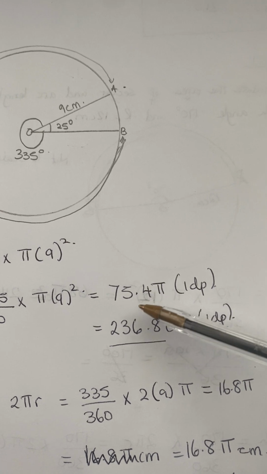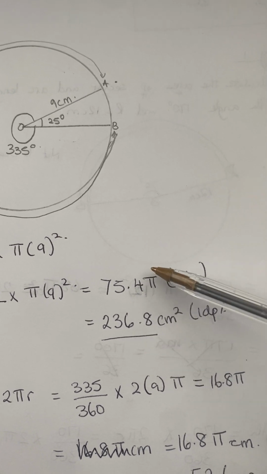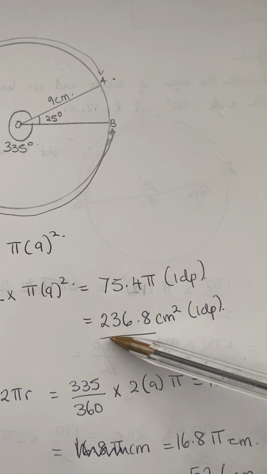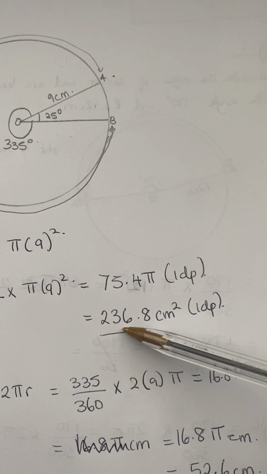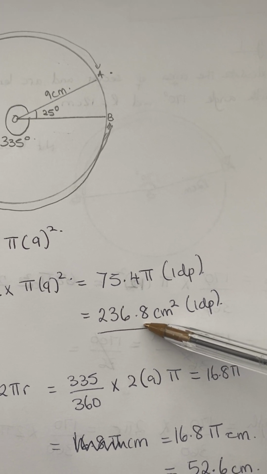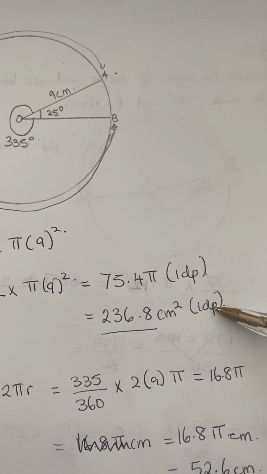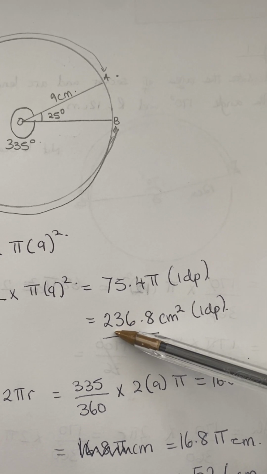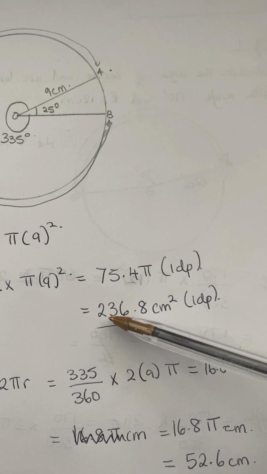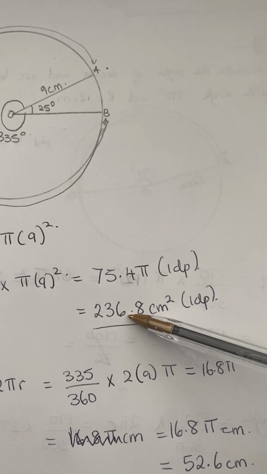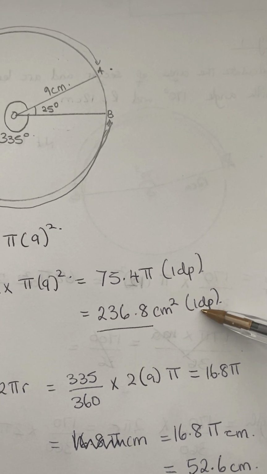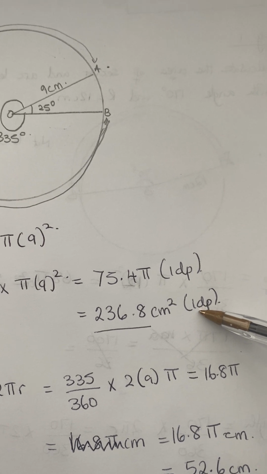But if they ask you to simplify further using pi, then your answer will be 236.8 centimeters squared, to 1 decimal place. To the nearest whole number, it will be 237 centimeters squared.